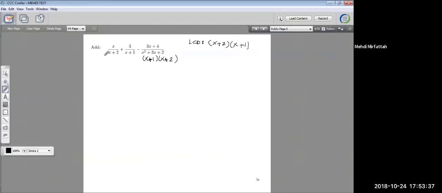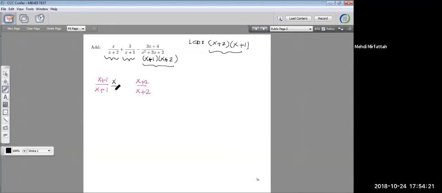So the goal here is to make all these 3 denominators equal to the LCD. It looks like we're missing some terms here. For the first one, I have x plus 2 already. I'm missing x plus 1. So I need to multiply the first fraction by x plus 1 over x plus 1. And the second one, I have x plus 1 at the bottom, so I'm missing x plus 2. You need to multiply that to top and bottom of the fraction. However, I don't need anything for the third one.